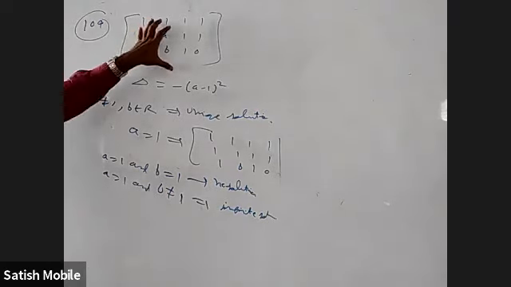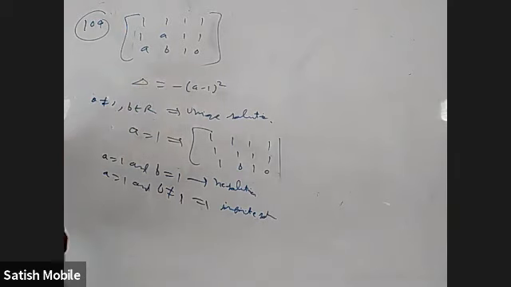So not only do we write the 3 by 4 matrix, sometimes we find delta so that we get a better feel of the question.